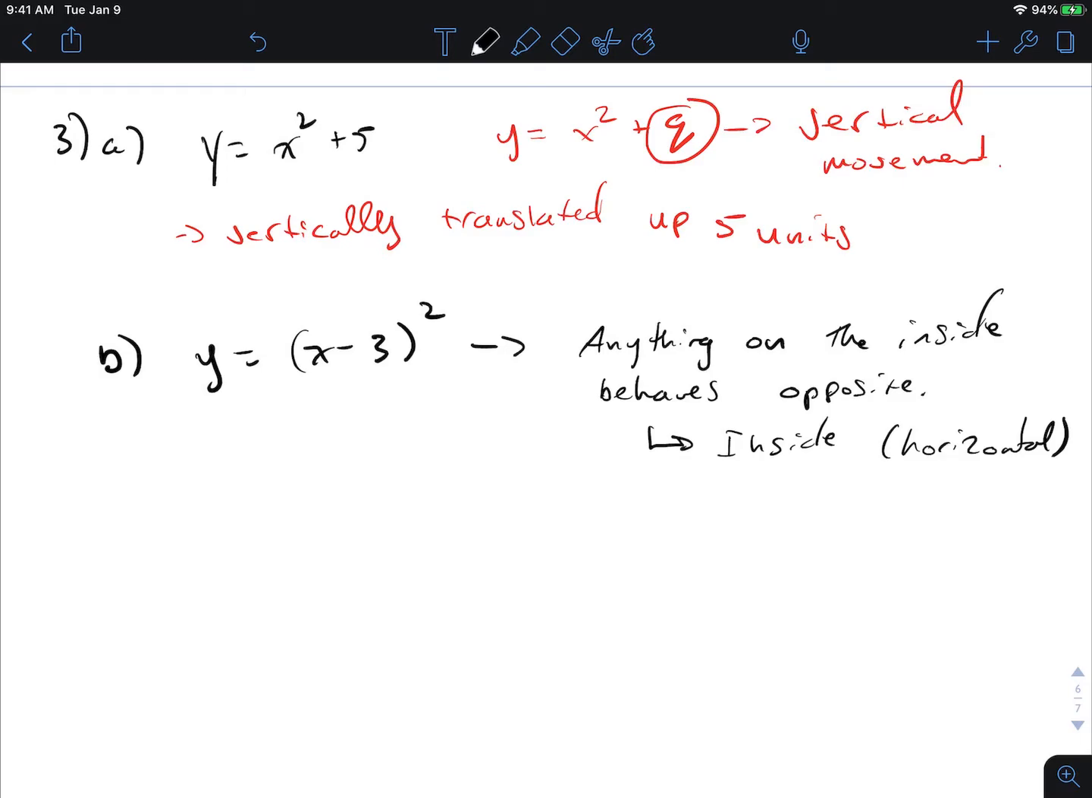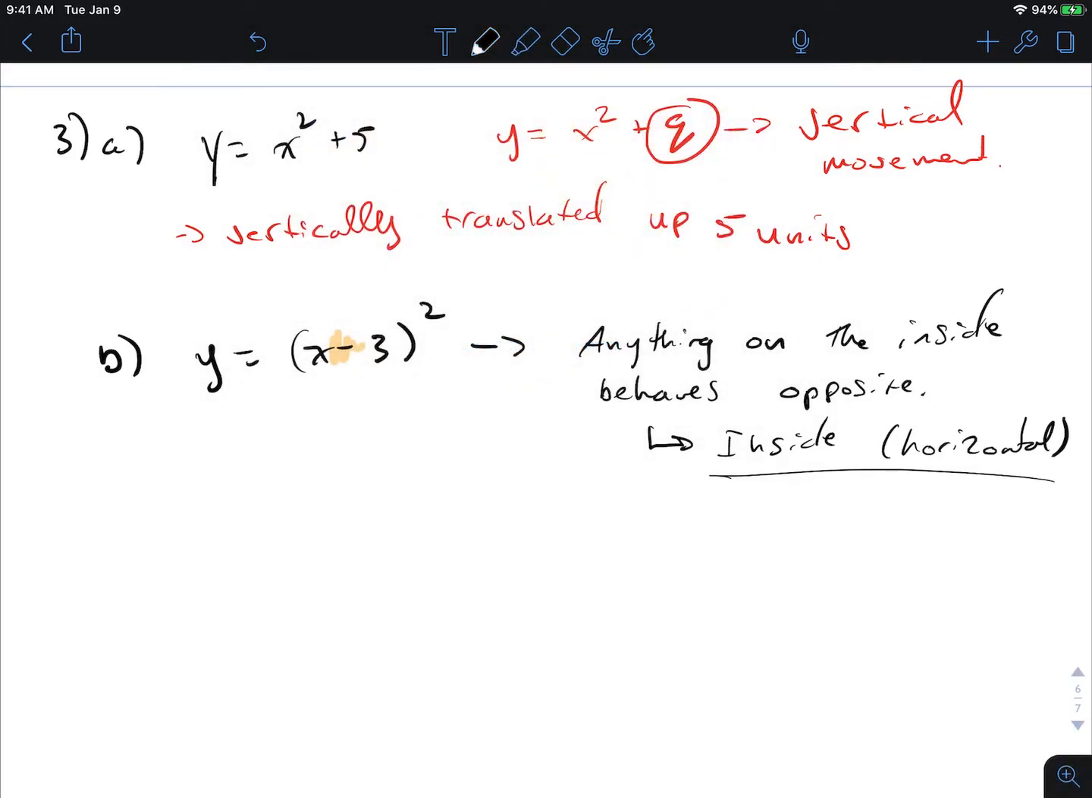So anything on the inside is horizontal, right? And then the other part you have to look at is the sign. I might intuitively think that it's on the inside of the bracket, so I know it's left or right. But now I think, okay, it's negative, so I'm going to go left, which isn't the case, right? It's opposite. Anything on the inside behaves opposite. That's the rule, that's what we just said.